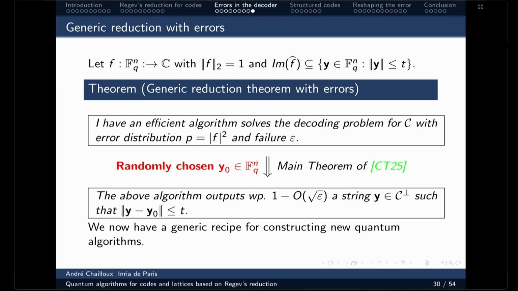Okay, and so this picture is a generic recipe for constructing new quantum algorithms.